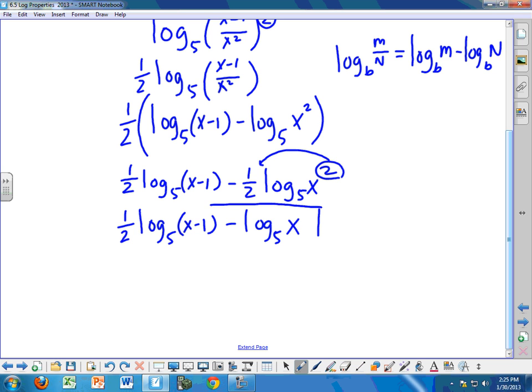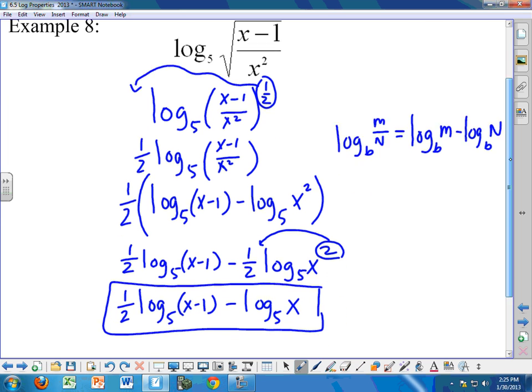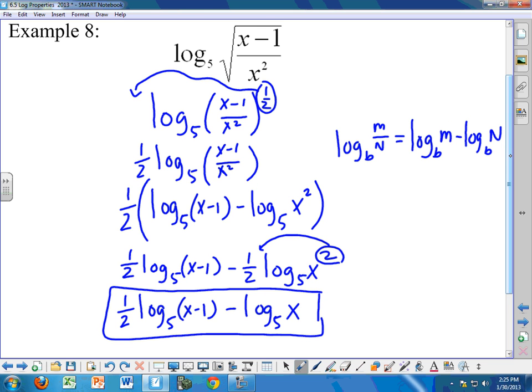And that's it. Box that and run. You don't want to go any further than that one. All right, so that's the next step to working out these sums or differences. So I'm trying to get the sum or difference from a single logarithm.